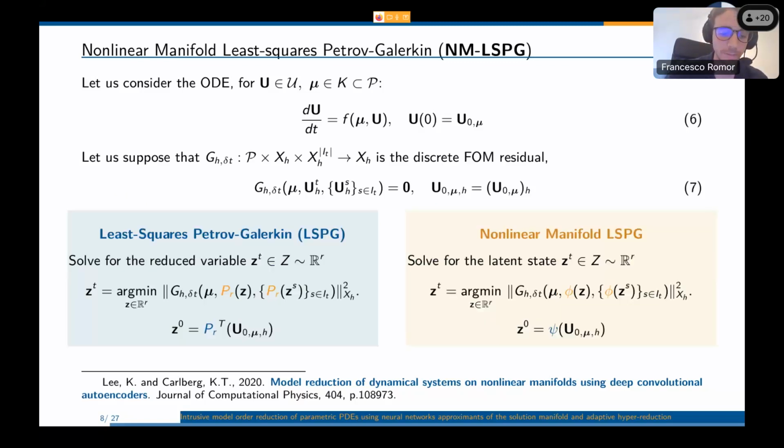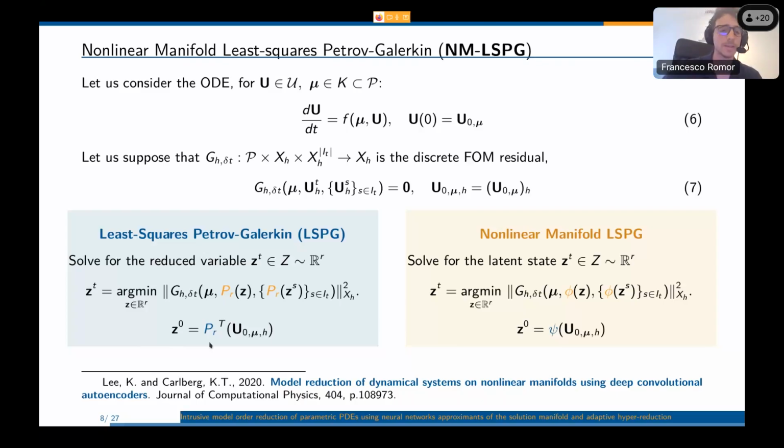So in the boxes we compare the least-squares Petrov-Galerkin method, an application of this basis, with the nonlinear manifold LSPG, and you can see the difference is mostly in the choice of the ansatz space. So in the least-squares Petrov-Galerkin method, you start from a reduced coordinate z0 that you obtain after a linear projection of your initial condition u0, and this matrix is just the matrix whose columns are the eigenmodes of your SVD, for example, of your snapshot matrix.